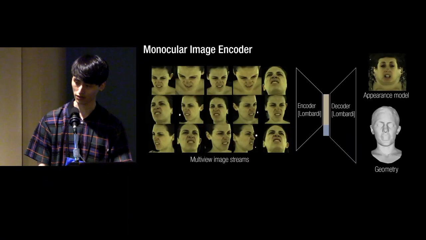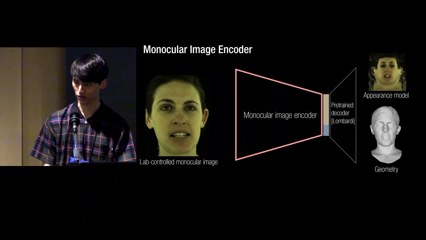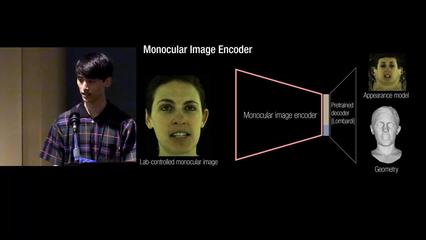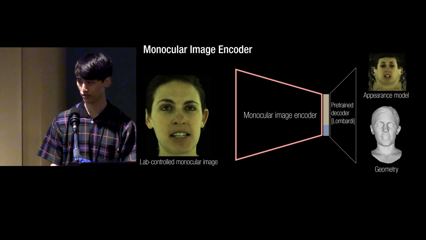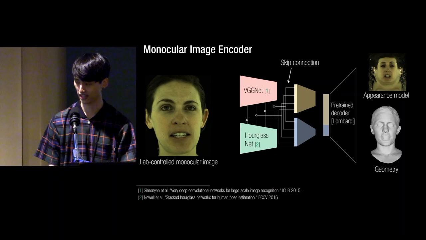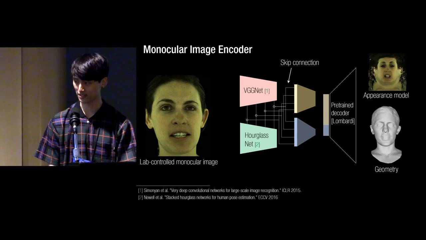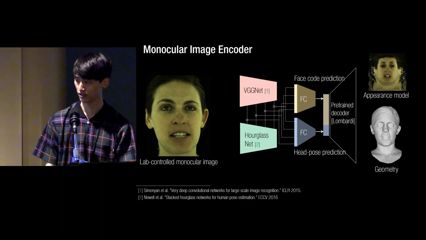Given existing approaches with the latent representation of a 3D face model, we develop a new encoder that takes a monocular image and then regresses the latent representation such that it can match the rendered scene. More specifically, our encoder is composed of two feature extraction modules that are responsible for converting a monocular image to the visual feature and landmark features. The extracted features are combined through the skip connection such that we can consider the global and local features at the same time. And finally, these features are then regressed to the latent representation of the 3D face code and head pose parameters.